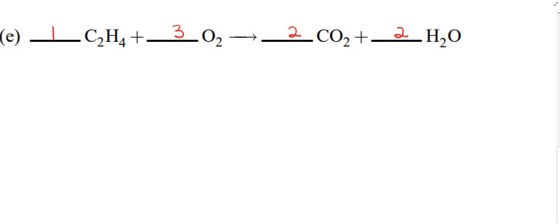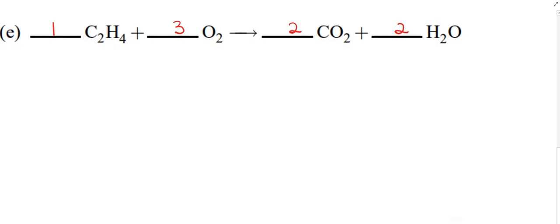So you can do a double check. 2 carbons, 2 carbons. 4 hydrogens. 2 times 2 is 4 hydrogens. 2 times 3 is 6 oxygens. 2 times 2 is 4, plus another 2 is 6.